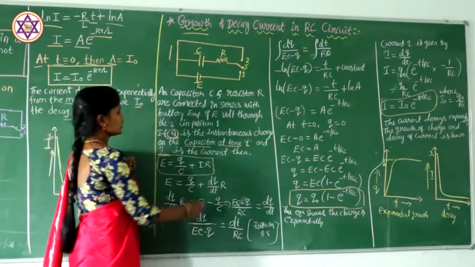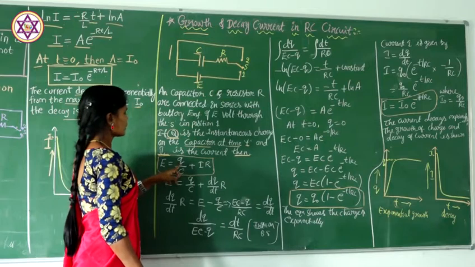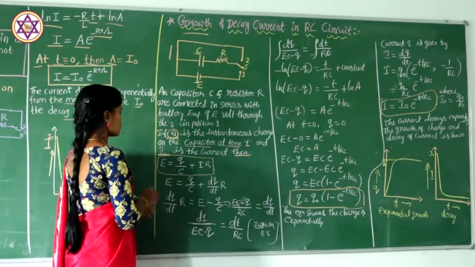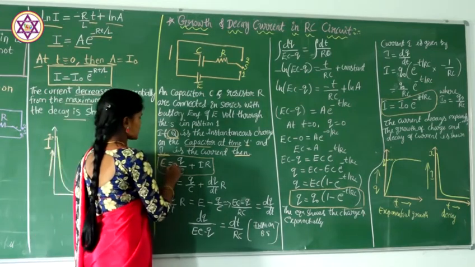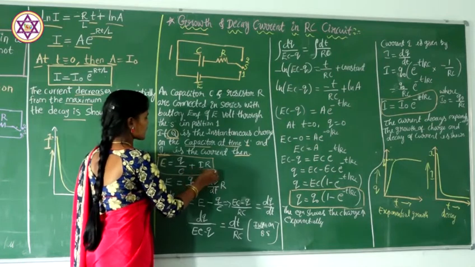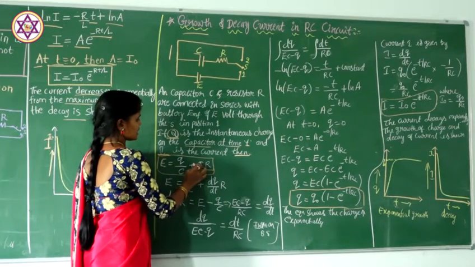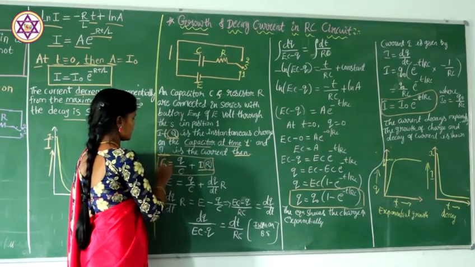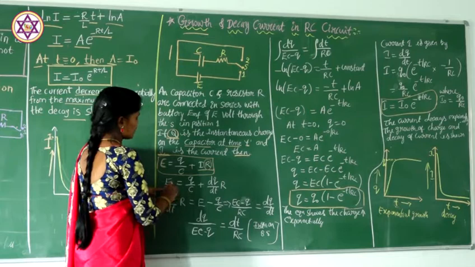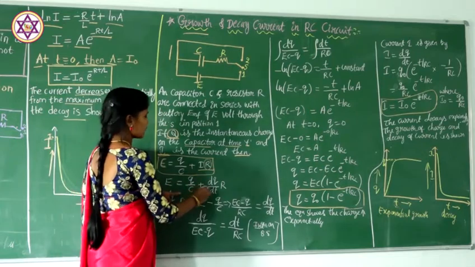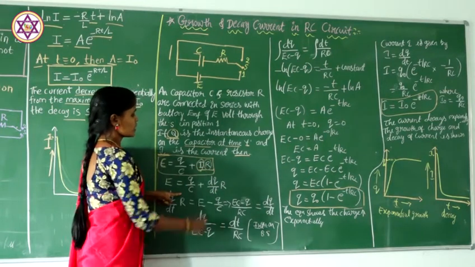then the equation is E equals q by C plus IR. So, the equation of electromotive force is given by E = q/C + IR. Here q is the charge, C is the capacitance, I is the current, R is the resistance, and E is the EMF, electromotive force. Here E = q/C + dq/dt times R, since I we can write as dq/dt.